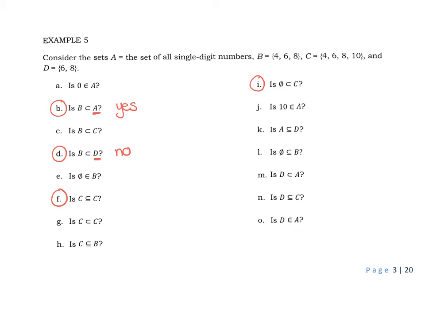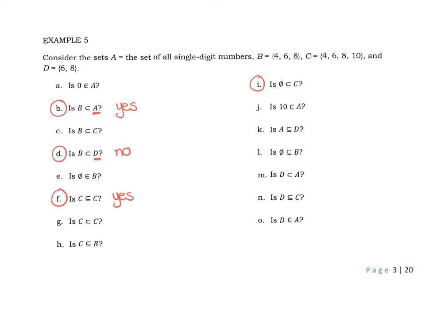Moving on to question F, is C a subset of set C? So remember, that line underneath the bottom means that those sets can indeed be equal. So C is equal to itself. So yes, C is a subset of set C.